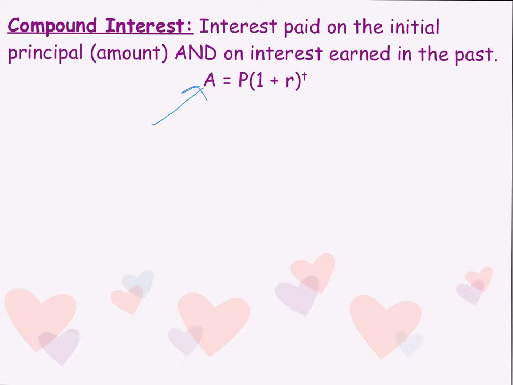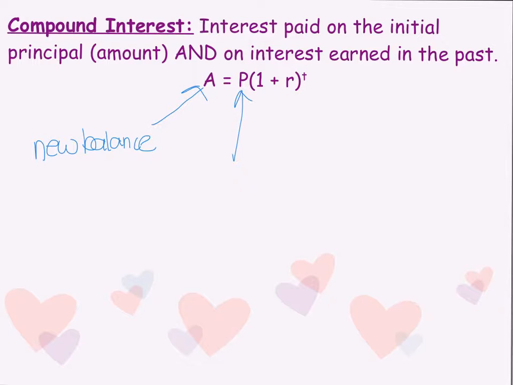The A is a little confusing. It actually has another word to it, but most students will think about that A representing our new balance. So what is the balance of our account after this interest has been compounded? And that's what we're always going to be trying to find in our class. We're always going to try to figure out what that balance is.